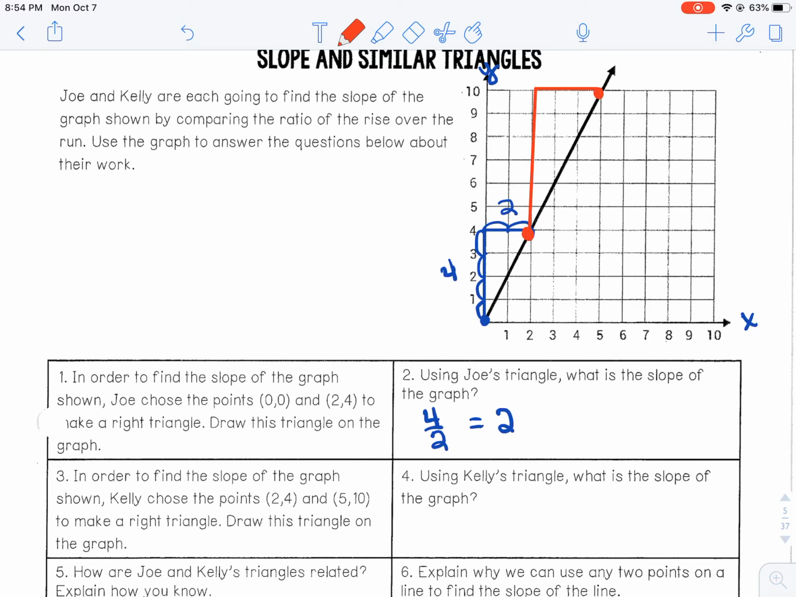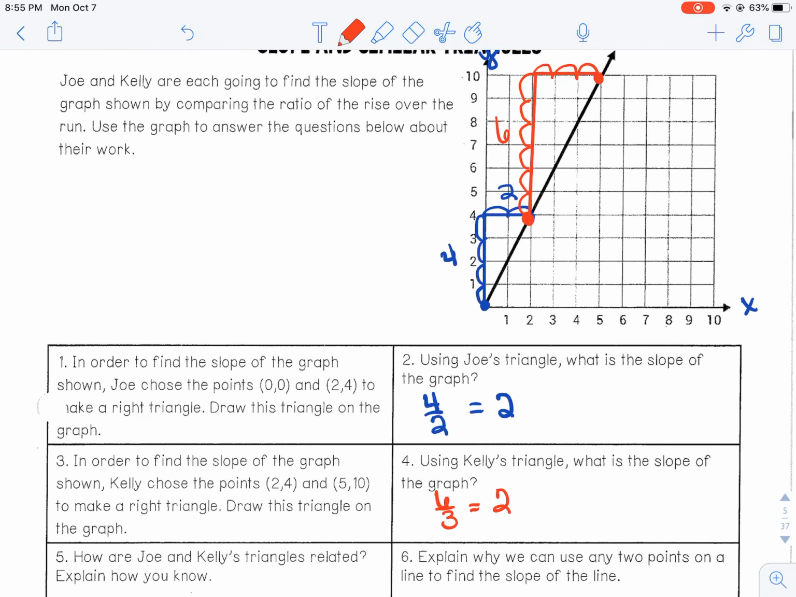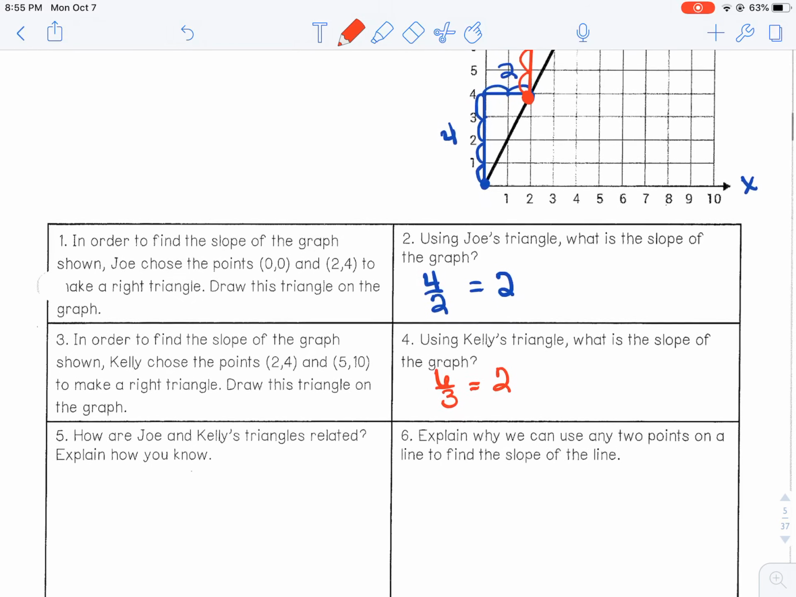And let's see how up and over we went. 1, 2, 3, 4, 5, 6. 1, 2, 3. So our rise is 6 and our run is 3. Put that in your calculator or in your brain, and you'll find out that the slope again is 2. So even though those triangles are obviously not the same size, they are proportional to each other.